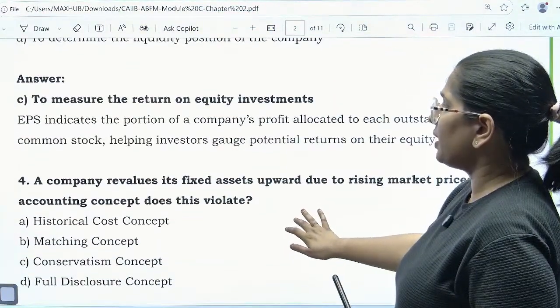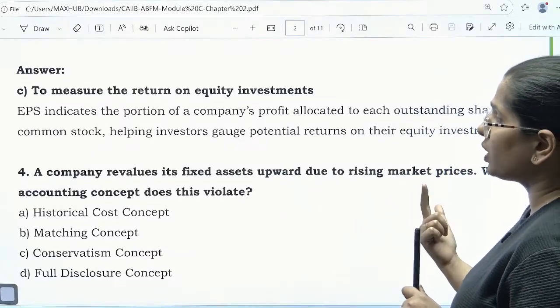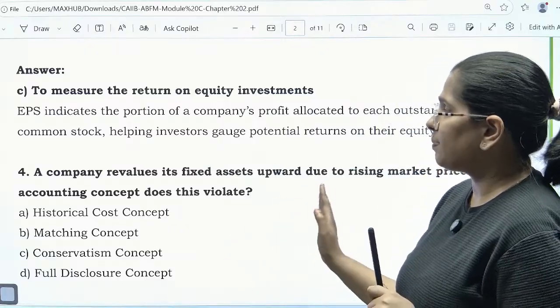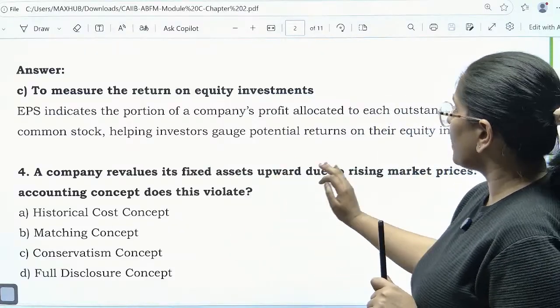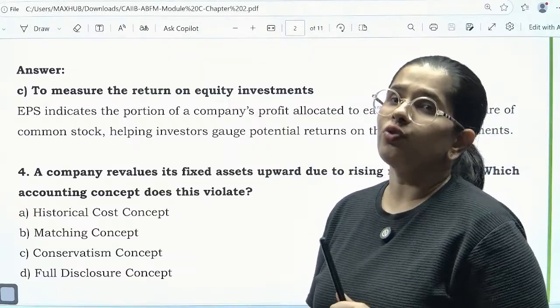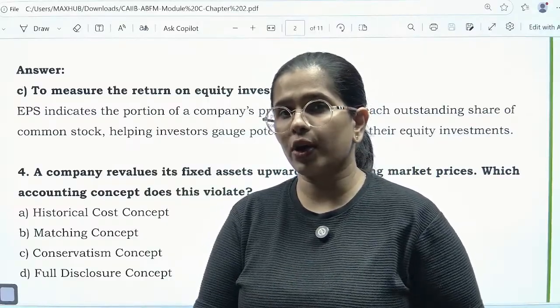Next is: a company revalues its fixed assets upward due to rising market prices. Which accounting concept does this violate? Historical cost, matching concept, conservatism concept, or full disclosure concept? You are revaluing upward due to rising market price. Basically, this is going to violate your historical cost concept. Which concept will this violate?